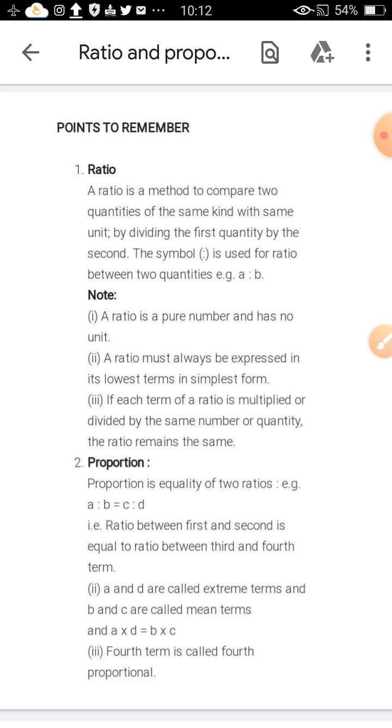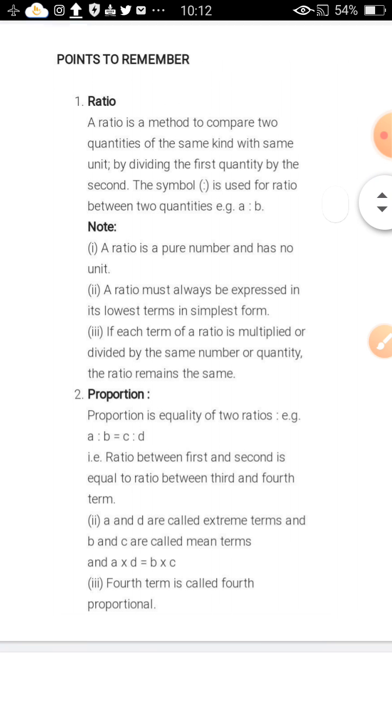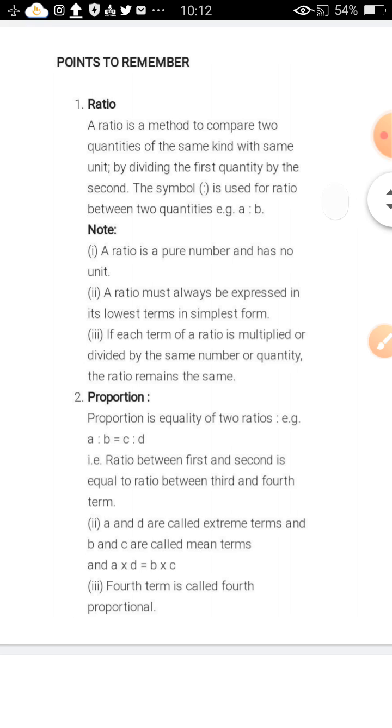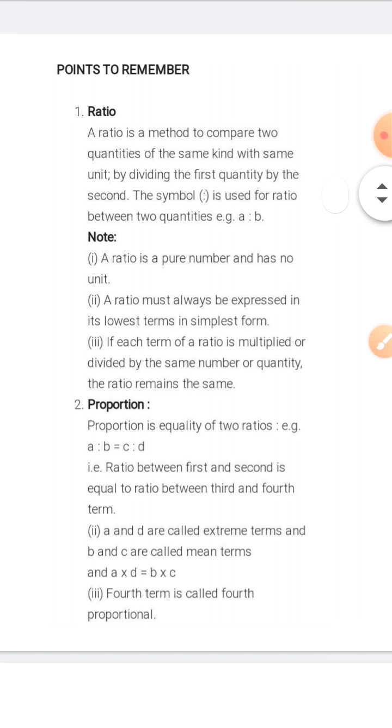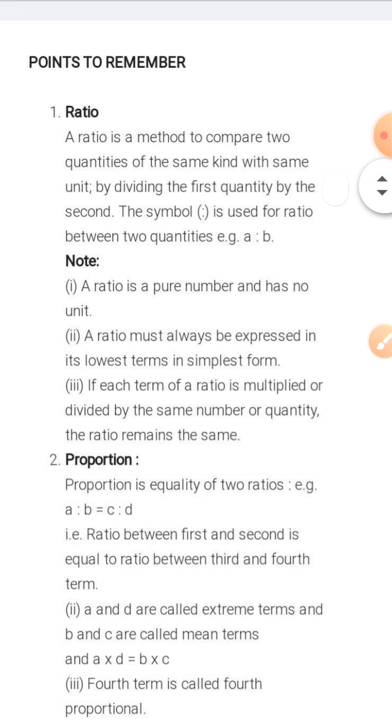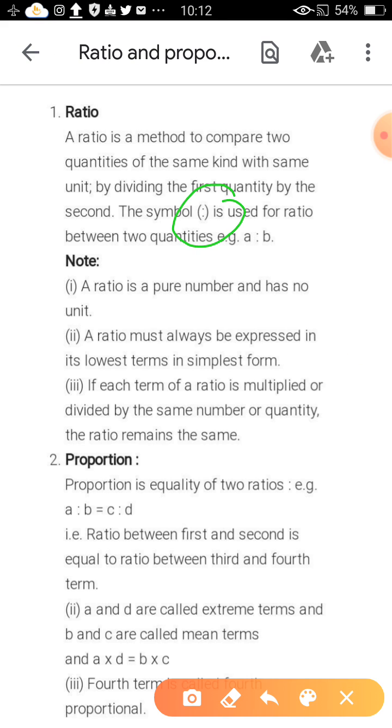Now see, today we are going to study ratio and proportion. In ratio and proportion we must focus on some important points. See now, what is meant by a ratio? A ratio is a method to compare two quantities of the same kind with the same unit by dividing the first quantity by the second, and the symbol is used to specify the ratio. This symbol is used for the ratio between the two quantities. Example, we can say a is to b.